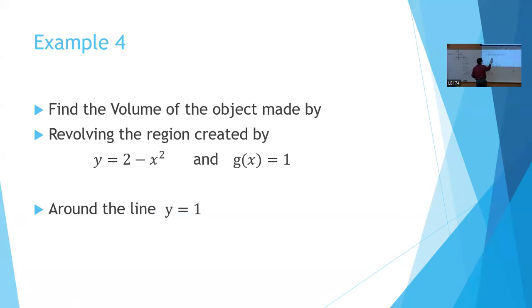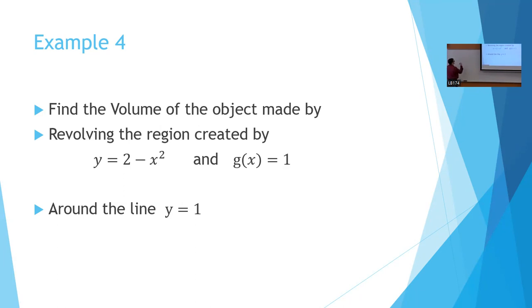Now, so far, we've revolved around either the x-axis or now the y-axis. So our radius was basically always the outside of the rectangle down to 0.